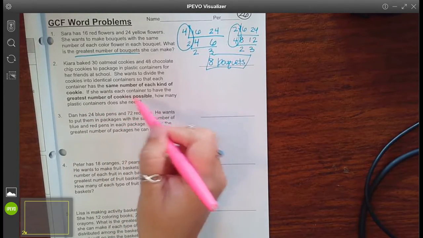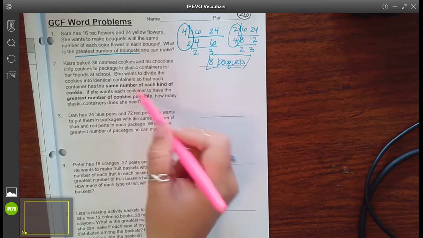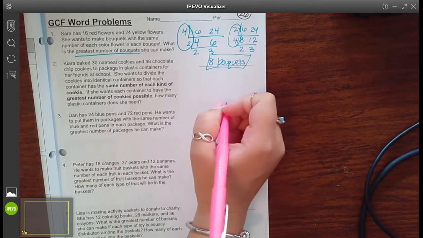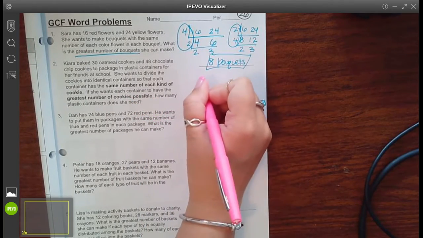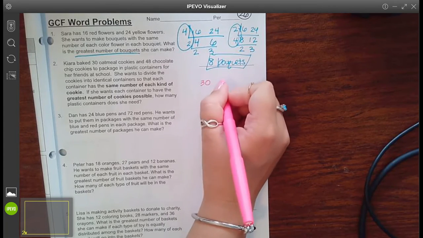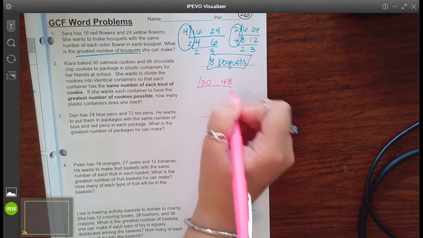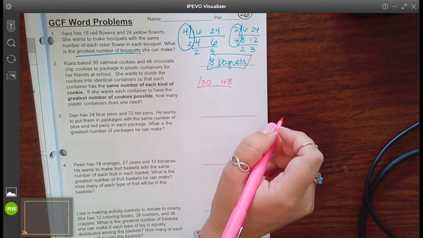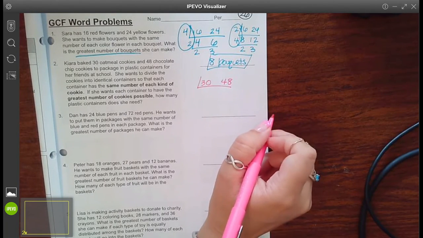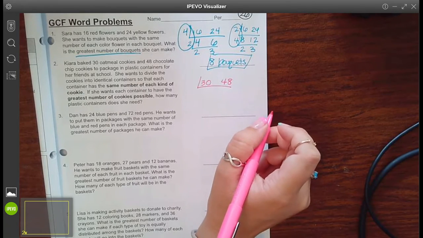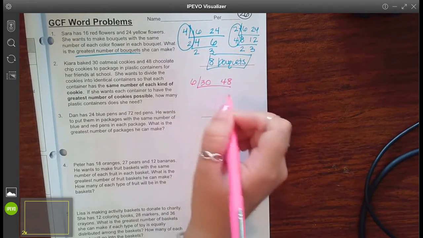You're trying to find the greatest number of cookies possible that you can make with each one having the same kind, or the same amount of each kind. So I'm dealing with the numbers 30 and 48. 30 oatmeal and 48 chocolate chip. Okay, so what can go into both of those numbers? 2 can. Can you think of anything bigger? I see 6 that can go in.